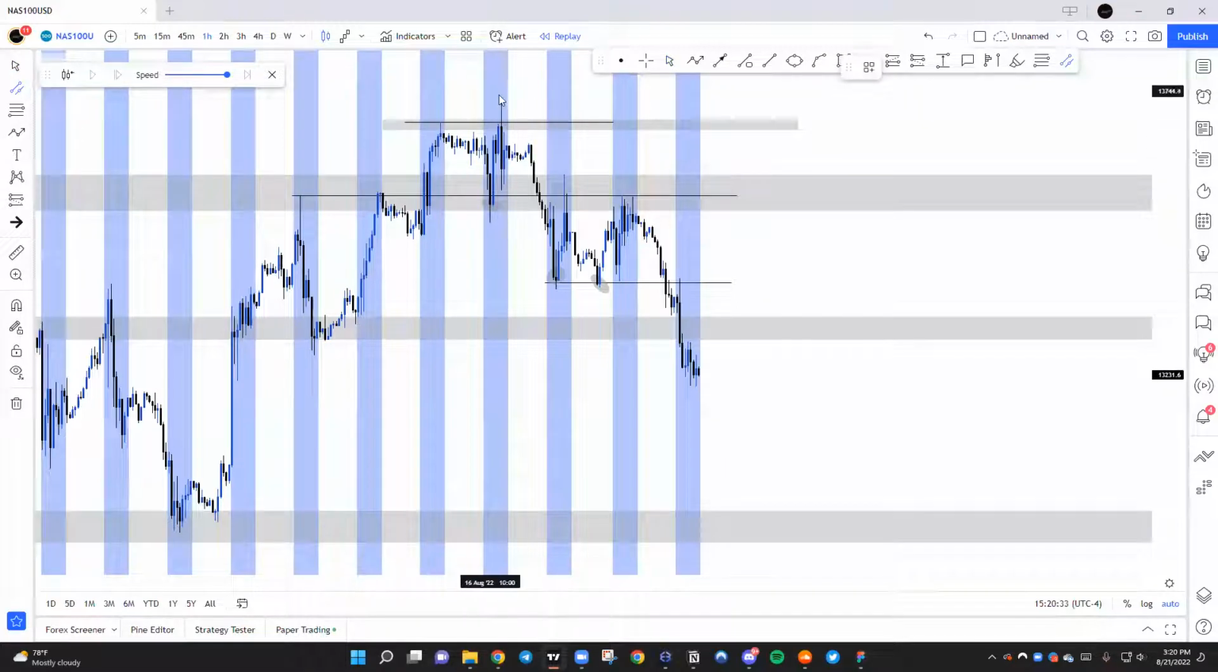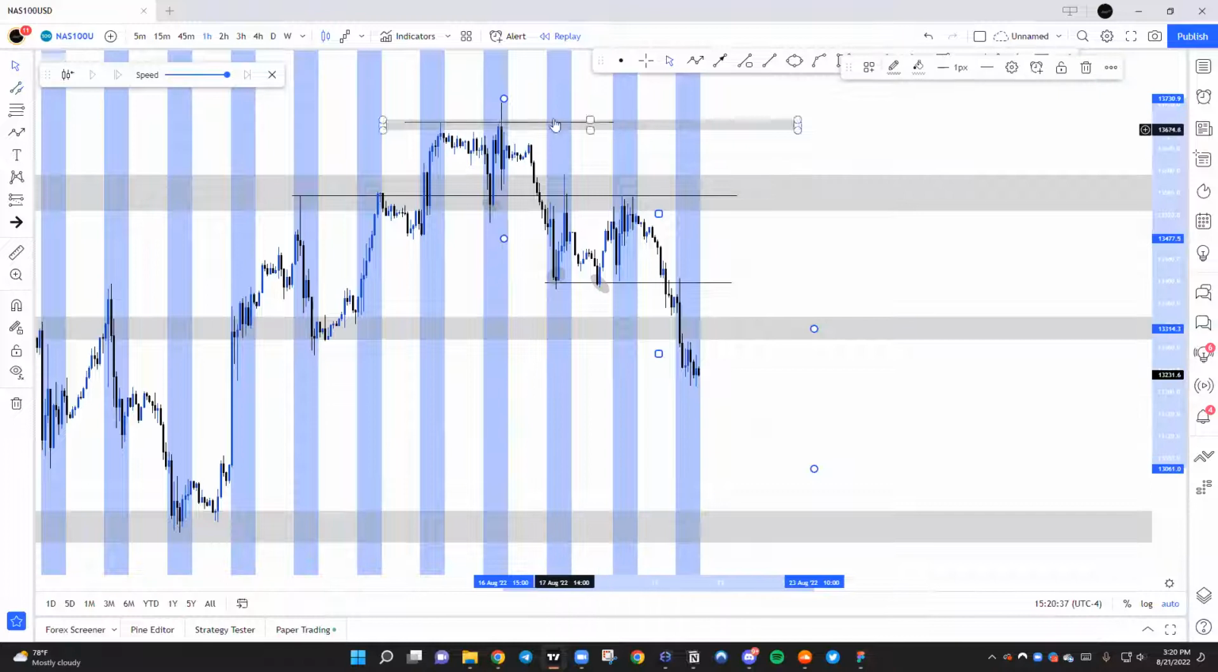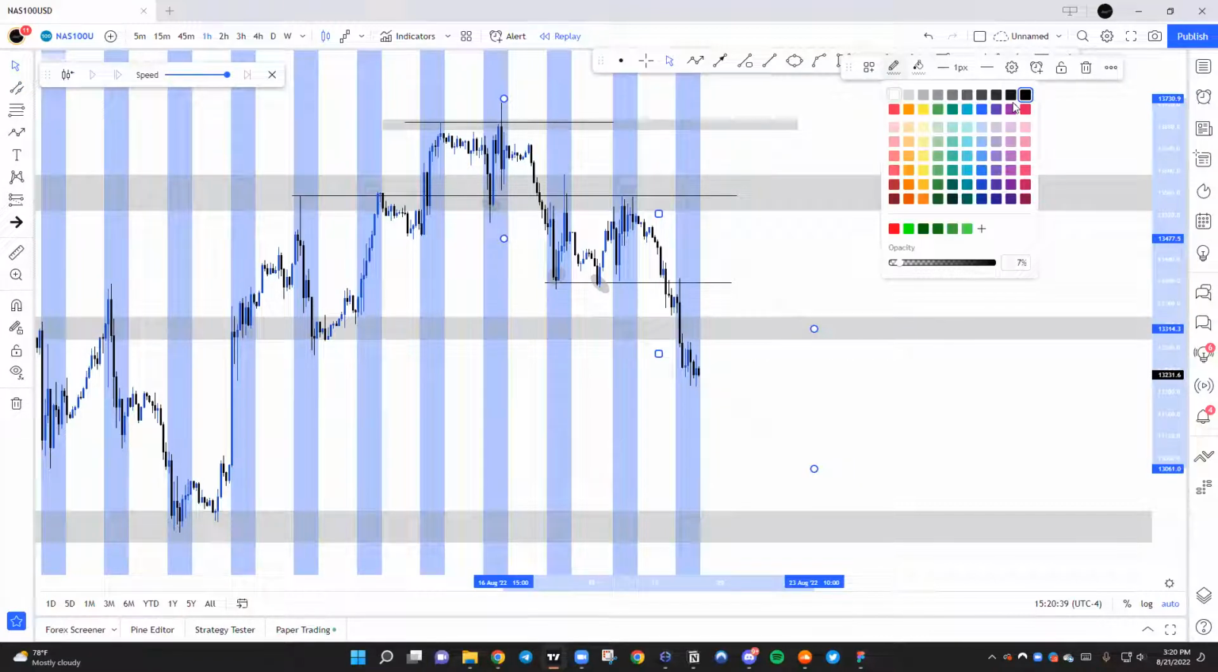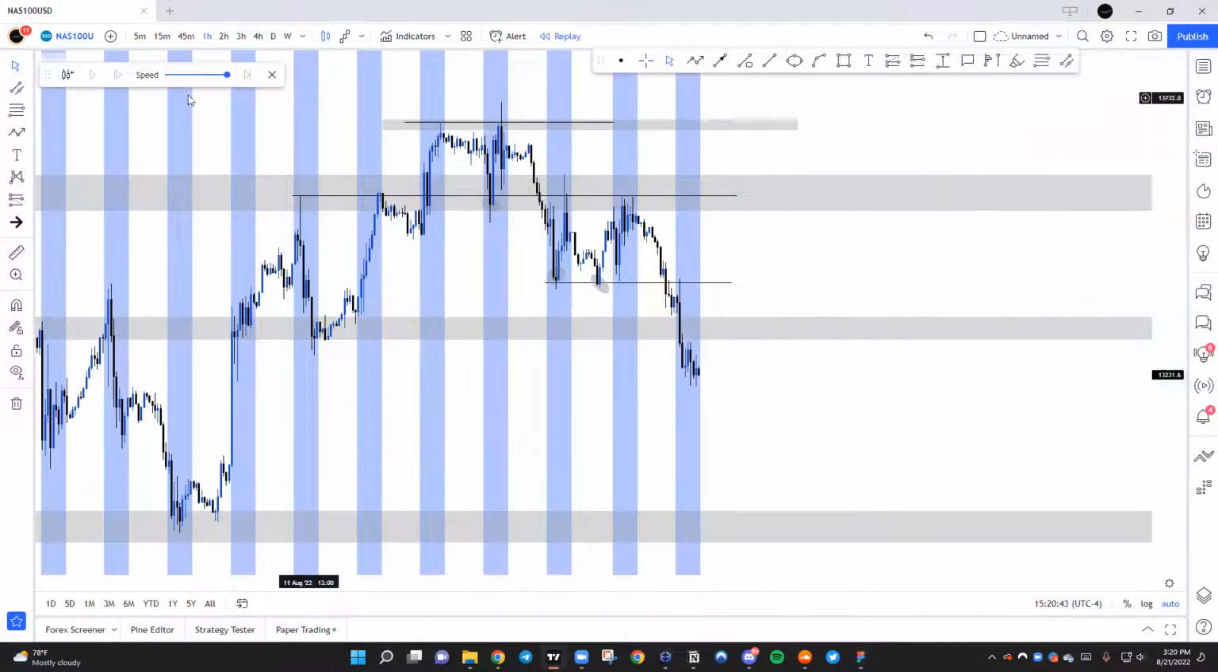I don't use this, but this is for trends. You can see that this is a downtrend. Hold on, let me brighten it. You can see that this is a downtrend. That's for trends. I use this, but I'm gonna talk about this in a bit.